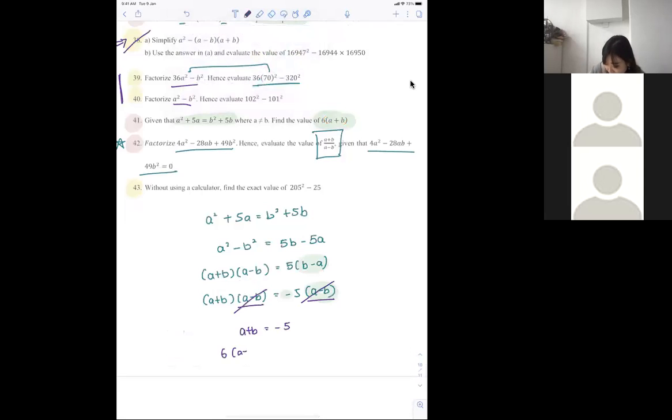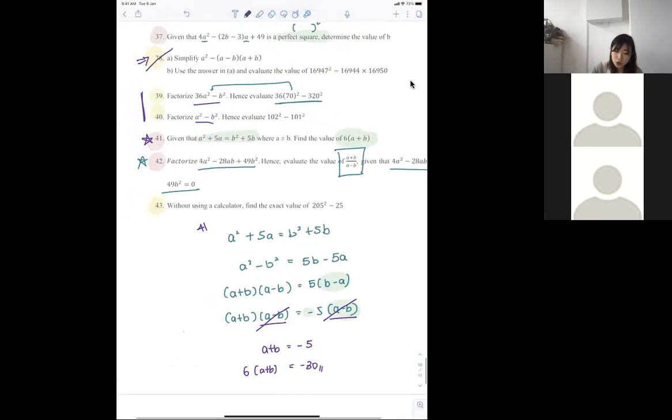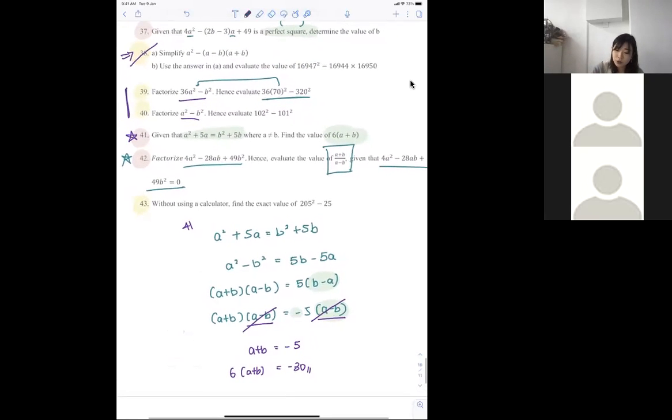So 6a plus b, you times 6 on the other side too. Minus 30. Okay, this is for question 41. This one help me put a star here. So those I highlighted in red are all exam questions, and that's why it's a little bit harder.